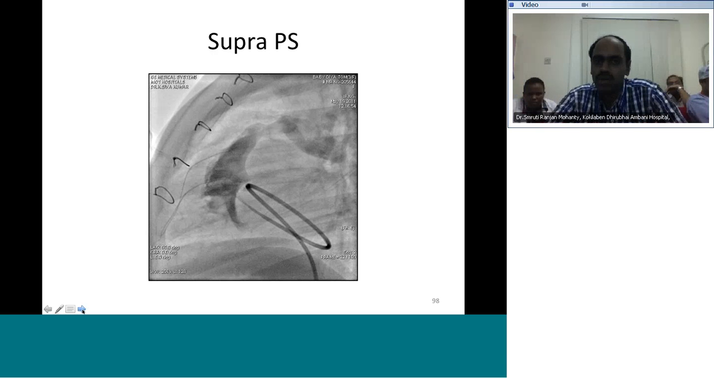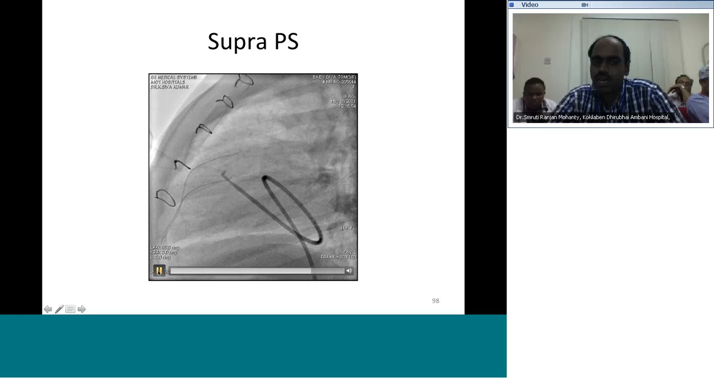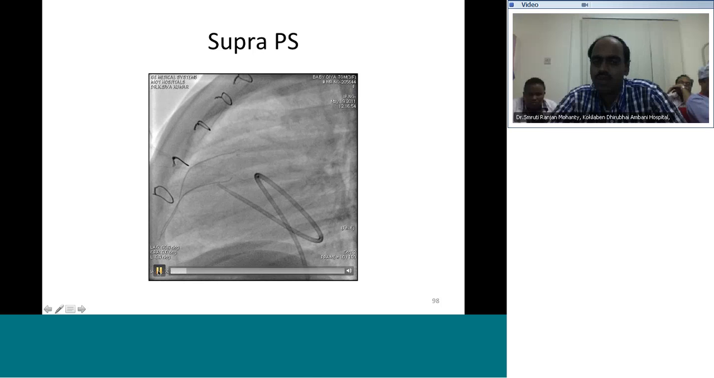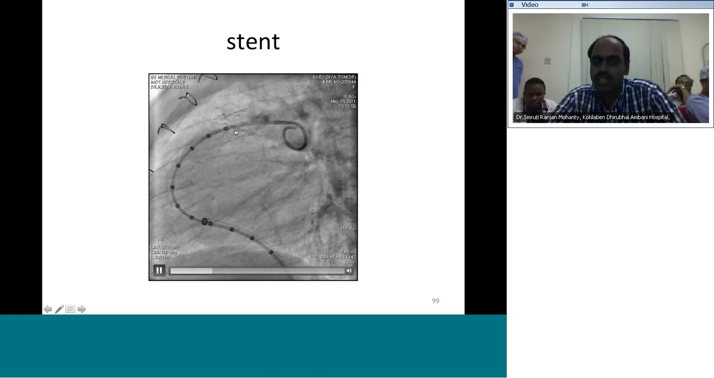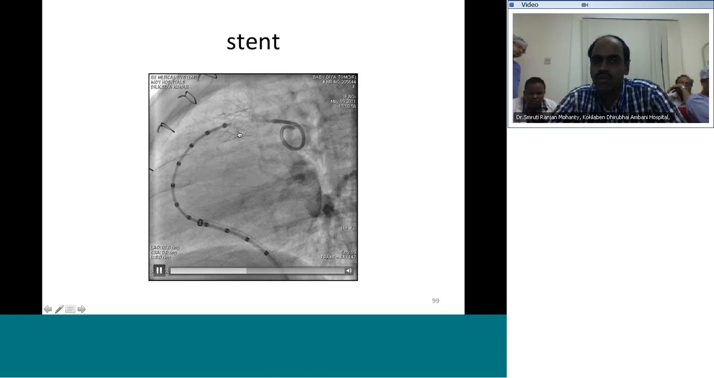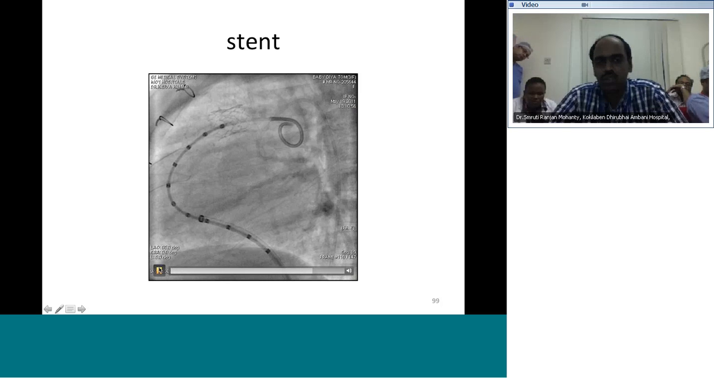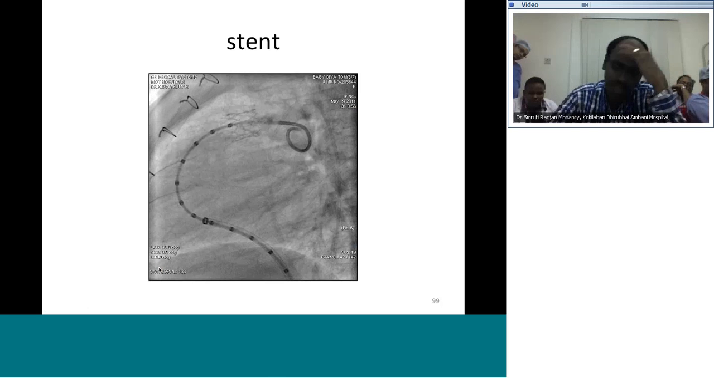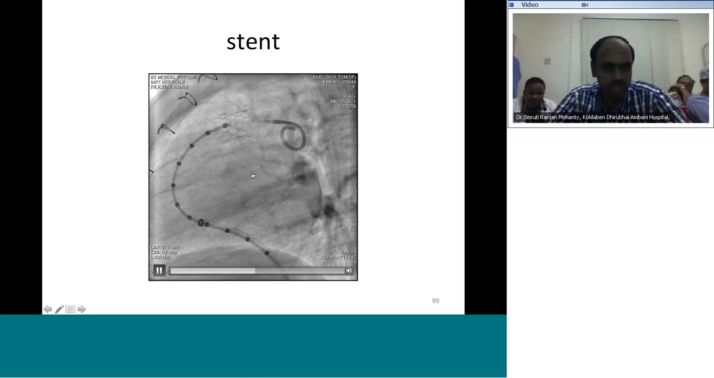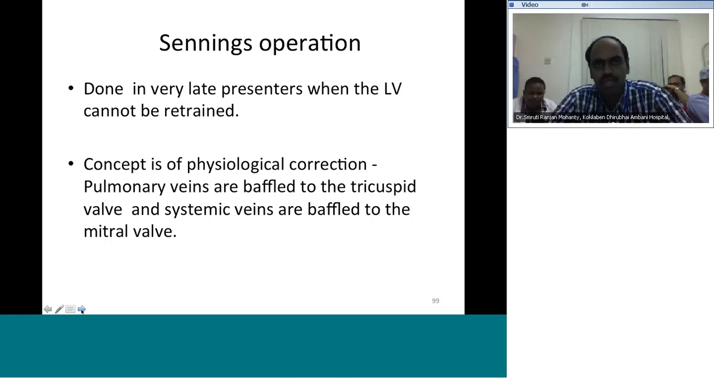This is an example of a supravalvular pulmonary stenosis. RV injection shows a discrete supravalvular pulmonary stenosis. The place where you have anastomosed, you have a severe stenosis, and that has been relieved now with a supravalvular PA stent. So whenever you have a discrete supravalvular pulmonary stenosis in a post-switch patient, you sometimes may intervene and get it corrected.